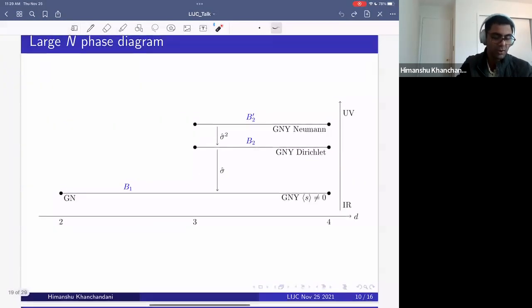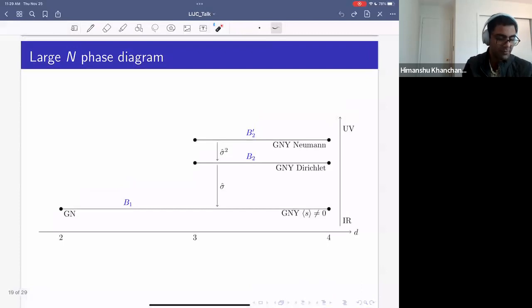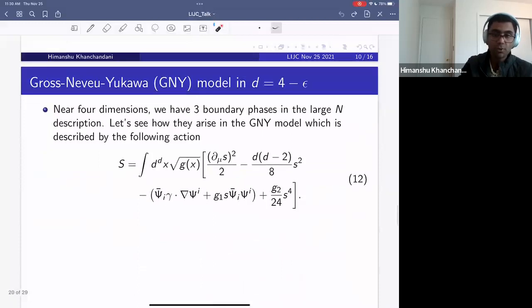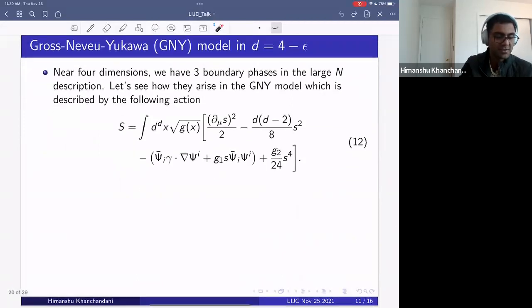So here is a picture of the phase diagram of this BCFT between dimensions 2 and 4. You have phase B1 and then B2 and B2 prime. And near 4 dimensions, as you can see, there are three possible phases. So I'm going to next describe quickly what these phases are in the Gross-Neveu model near 4 dimensions. The Gross-Neveu model has n fermions and a scalar sigma, but now the scalar is local.